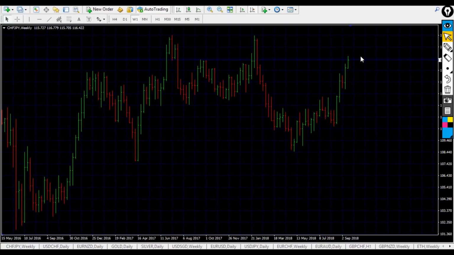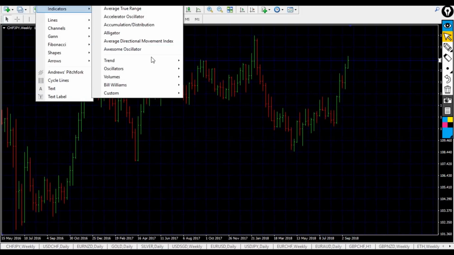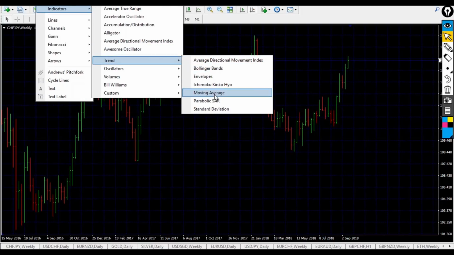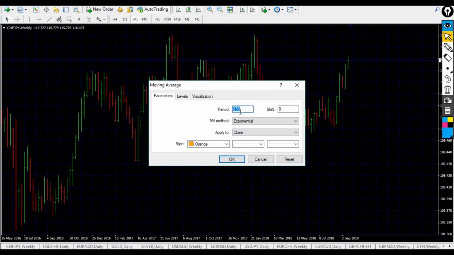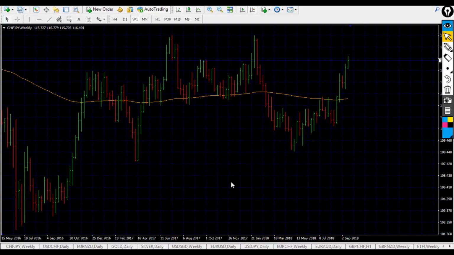What I'm trying to do here is give a complete framework of how I trade from A to Z. I really hope you like it. This is a continuation series where I will now start to add my indicators. The first indicator I'm going to add is a moving average, my 150 moving average. I will add it over here.